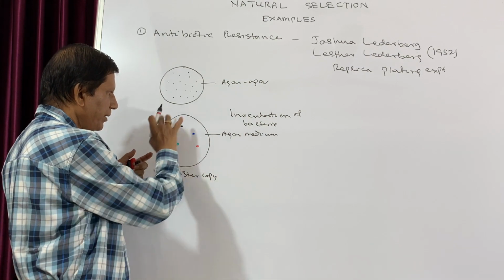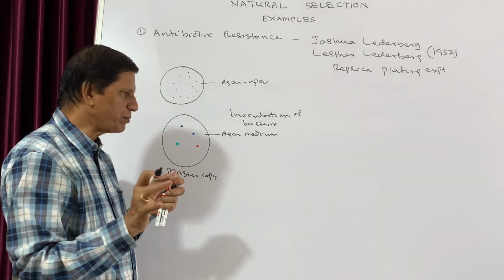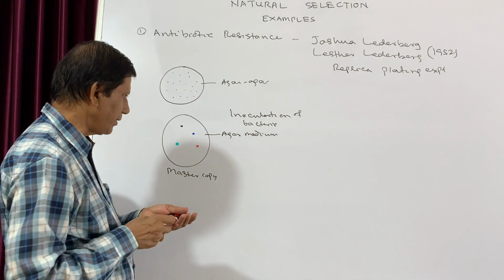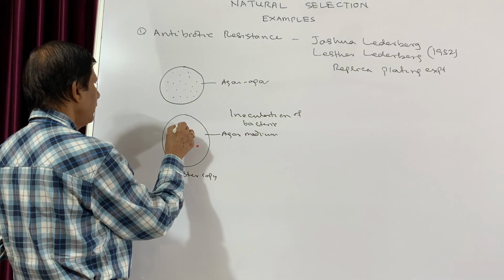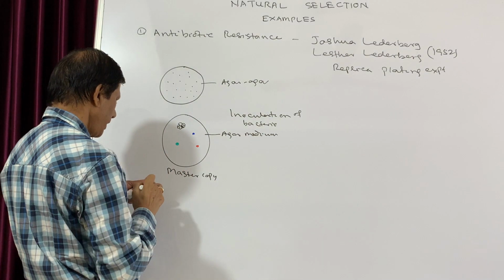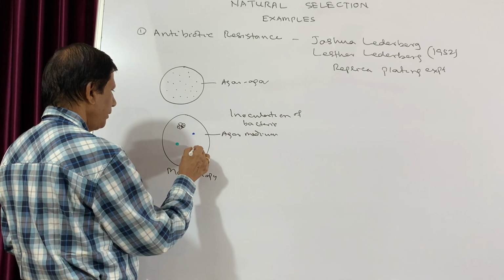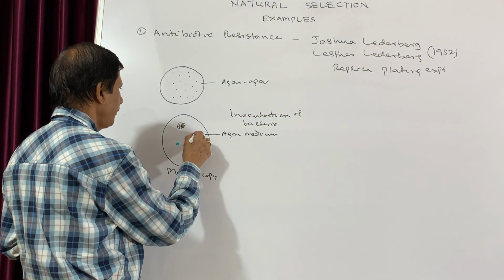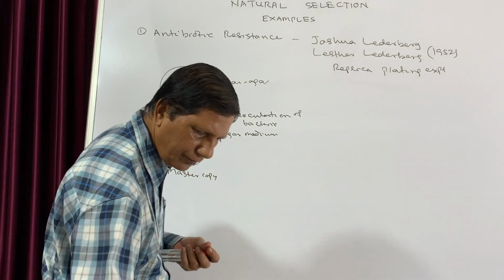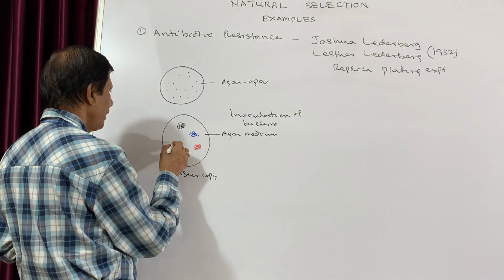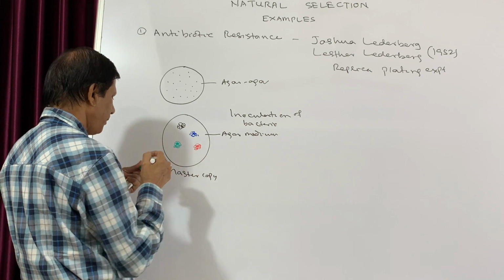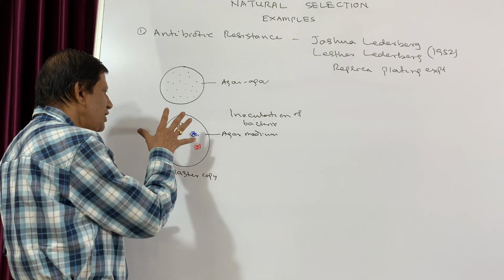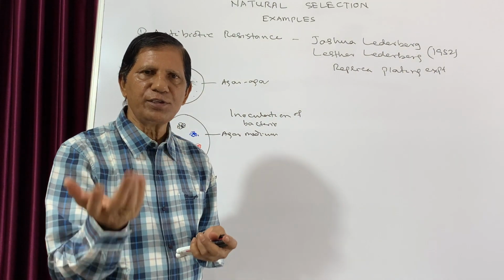Now since the medium is provided and agar is provided, they will grow. That means they will multiply by mitotic division. When they divide by mitotic division, this will multiply and grow. Then this one also will multiply and grow. That means each type will multiply and grow. Then next, what happens? Now they have multiplied by means of mitotic division. Now from this copy, some replica copies are made.